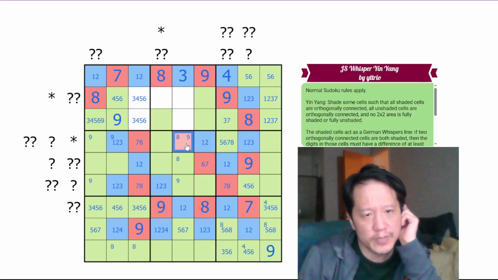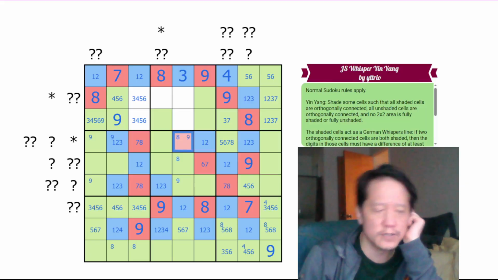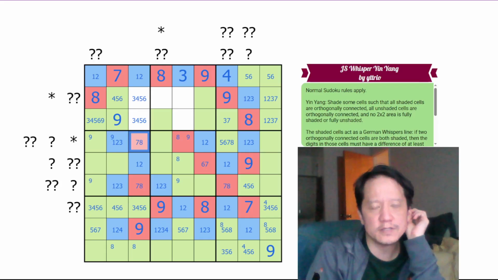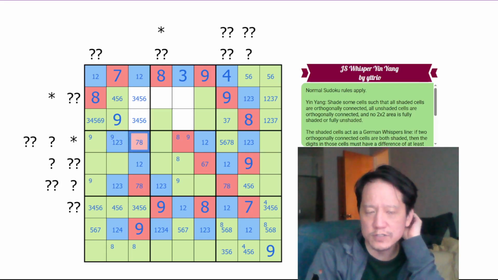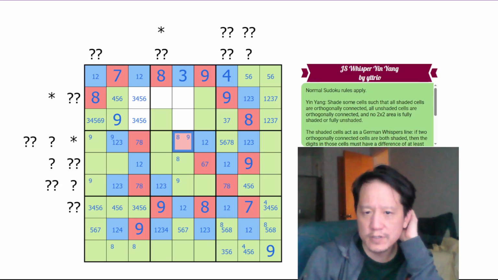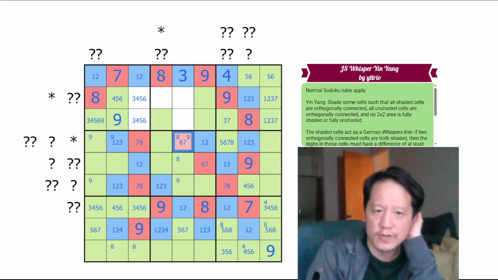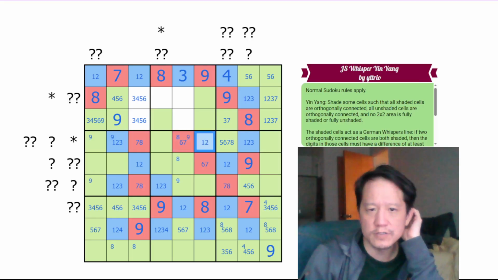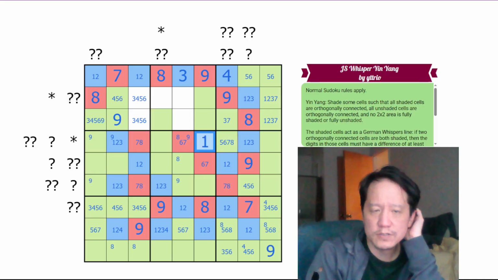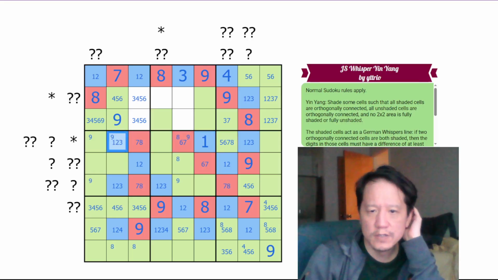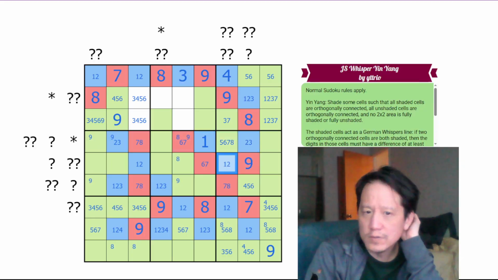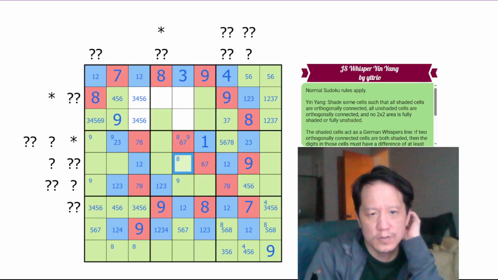This cannot be 9. It could be 8. But if it's 8, this is 7 and 2 at most, which is not a 2-digit number, so this can't be 8. So this would have to be 6 or 7. That would mean this is guaranteed to be a 1. So this would be 1. This could not be 1 here. This could not be 1 here. That would mean this is not 1 there.